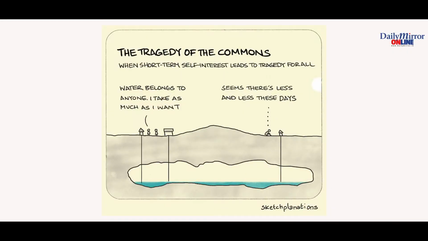In economics, the tragedy of the commons is a situation in which individuals who have unlimited access to a resource act independently according to their own self-interest and contrary to the common good of all users, causing depletion of the resource. And this problem is all around us.